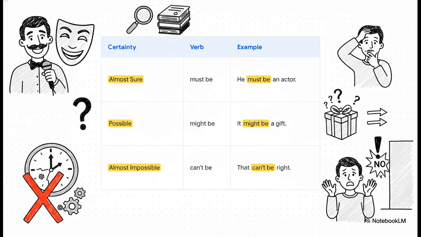So when you're almost 100% sure, because you have some evidence, you use must be. He talks like one, so he must be an actor. Makes sense, right? Now, if something is just possible, maybe 50-50, you'll use might be. I'm not sure what's in the box. It might be a gift. And finally, when you think something is almost impossible, that's when you say can't be. No way, that can't be right.